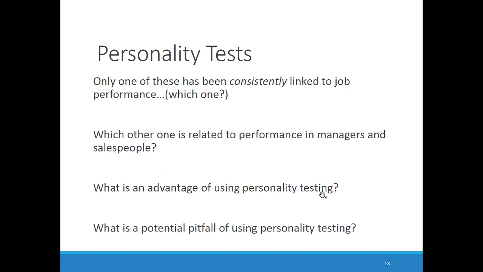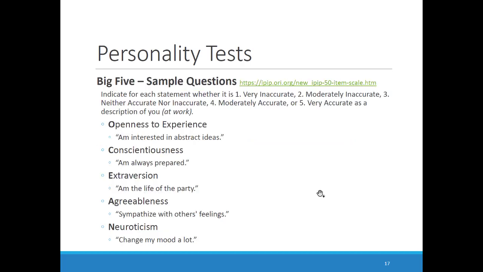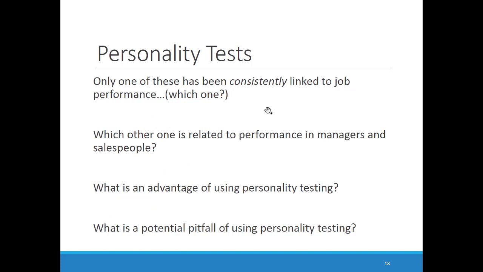All right, so in terms of the Big Five characteristics, only one of those five has been consistently linked to job performance across many different types of jobs. So can you take a guess as to which one that is? So let's look back. Do you think it's openness, conscientiousness, extroversion, agreeableness, or neuroticism? So if you said conscientiousness, you would be correct. Conscientiousness is the only one of the five that has been consistently linked to job performance across many, many different types of jobs.